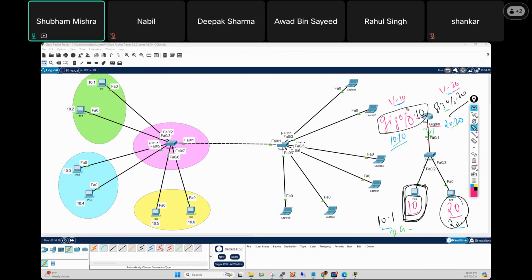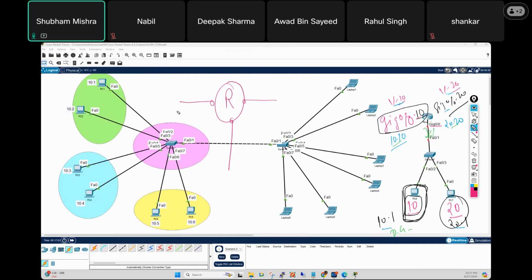First of all, tell me one thing. Ignore all the other things. This is the router, this is the interface, and this is the interface. Are you telling me yes or no? How many interfaces are there? Three.